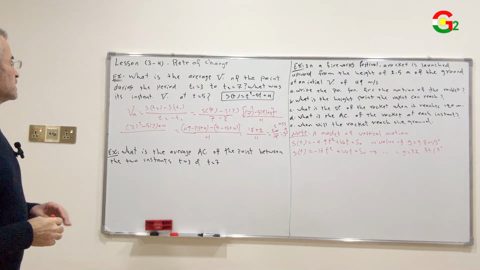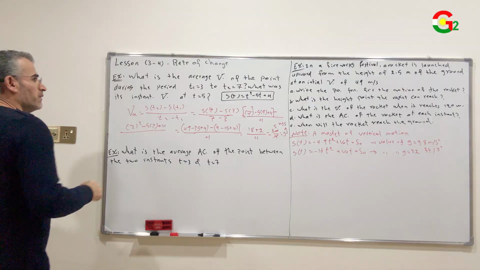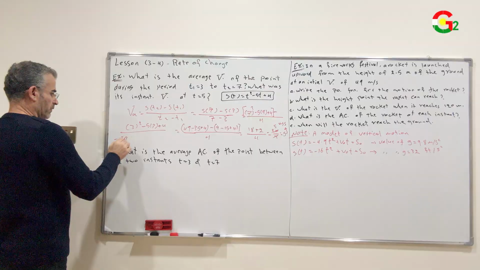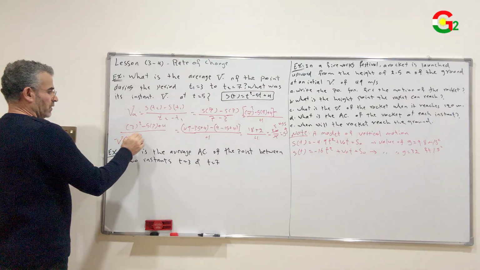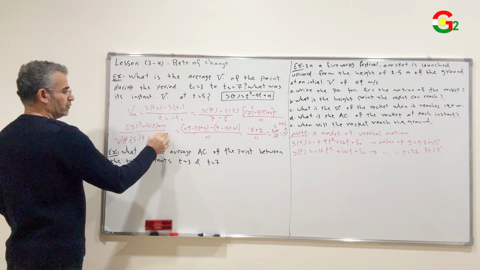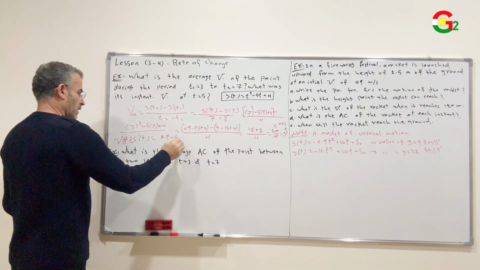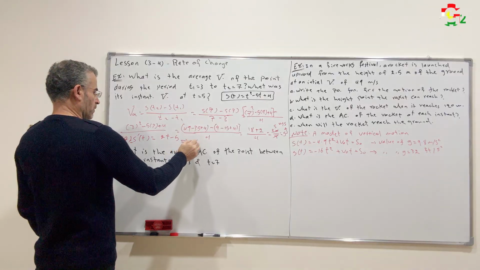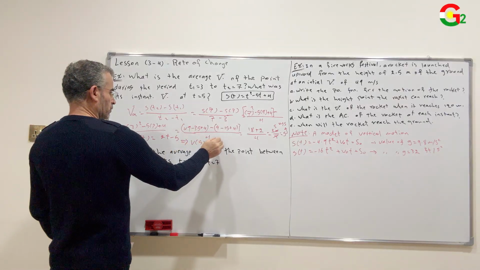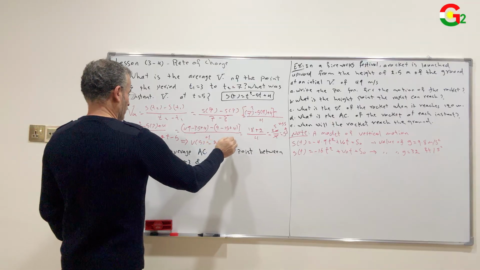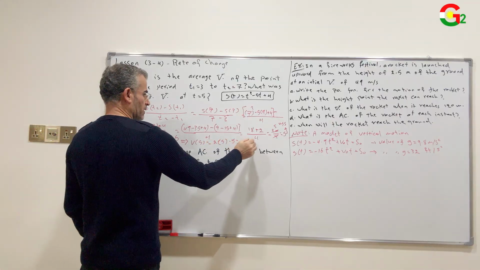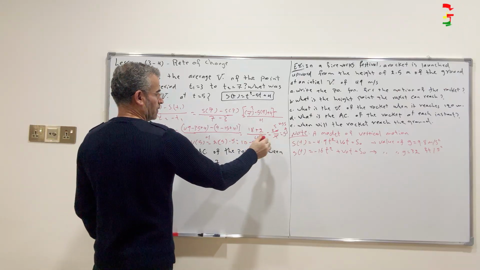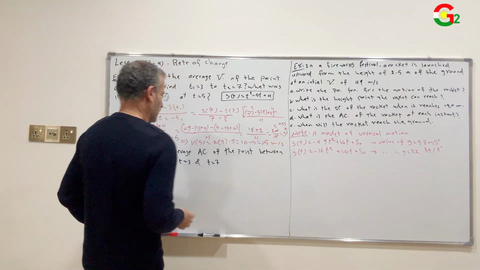What was its instant velocity at t equals 5? The velocity v of t equals s prime of t equals 2t minus 5. At t equals 5, v of 5 equals 2 times 5 minus 5, equals 10 minus 5, equals 5 meters per second.